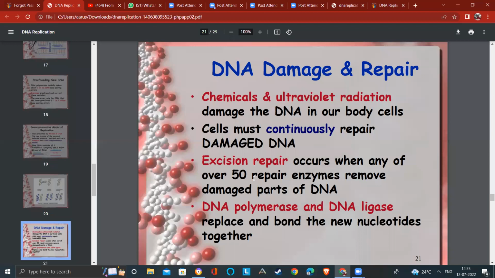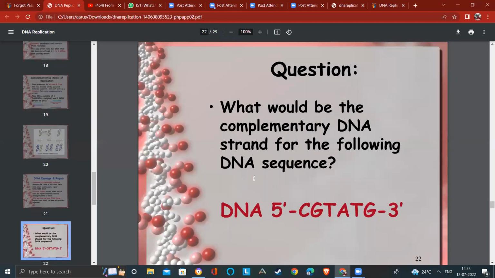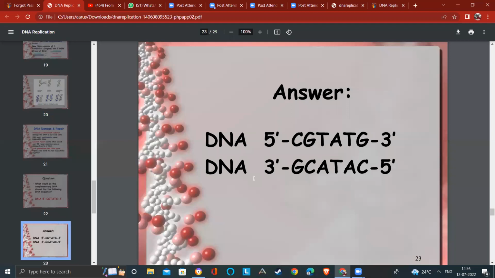So as you can see, there's a small question. What would be the complementary DNA strand for the following DNA sequence, that is DNA running from 5' to 3', that is CGTATG? So I think it's a very simple one. What will it be with C? Is it A or is it T? Or is it G? So you can see the answer will be G, C, A, T, A, C. Right? G, C, A, T, A, C.